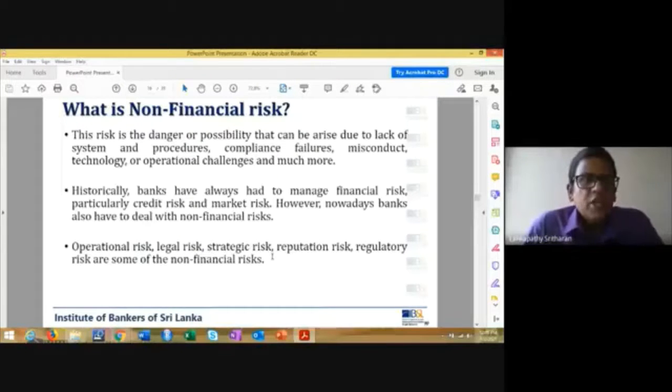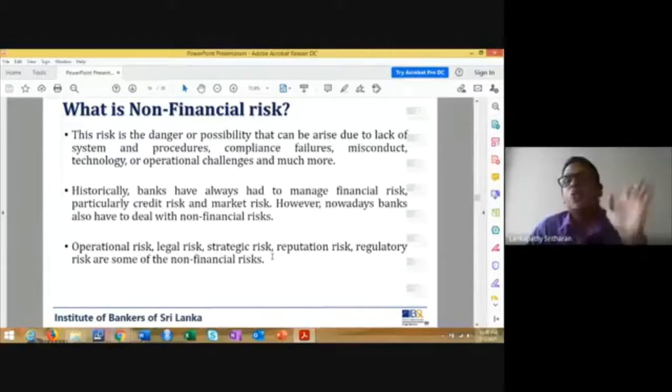So, if we see the definition, what is non-financial risk? This risk is the danger or possibility that could arise due to the lack of systems and procedures, compliance failure, misconduct, technology, operational challenges, and much more. Historically, banks have always managed financial risk, particularly credit risk and market risk. However, nowadays banks also deal with non-financial risk. This is what I have explained to you. Earlier, banks and financial institutions gave more prominence to financial risk, but nowadays non-financial risk is equally prominent.